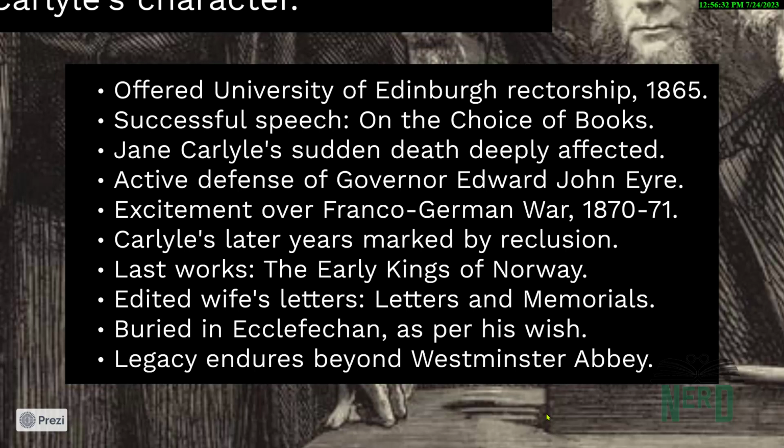And in his last years, he didn't write much. But he did manage to put out some works. In 1875, he dropped The Early Kings of Norway and an essay about John Knox's portrait. Then in 1881, he published Reminiscences. Later, he got into editing his wife's letters, and those got published in 1883 under the title Letters and Memorials of Jane Welsh Carlyle, prepared for publication by Thomas Carlyle.